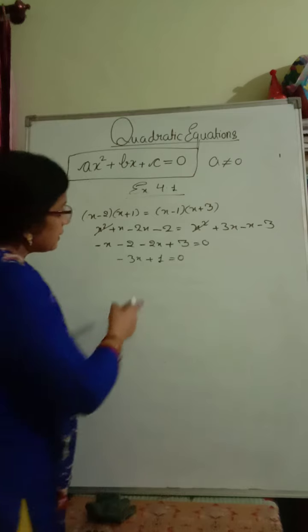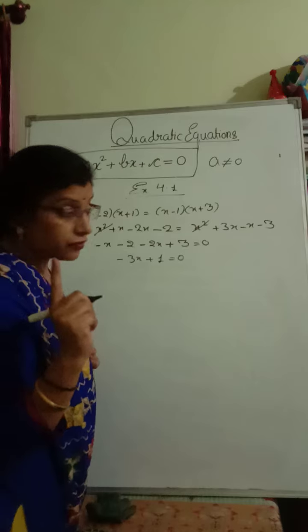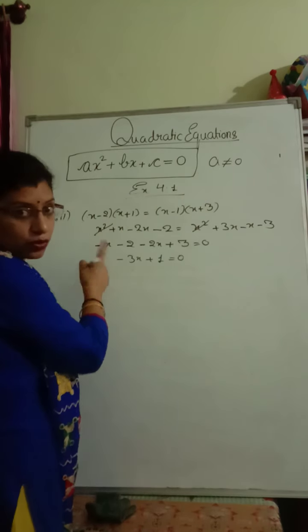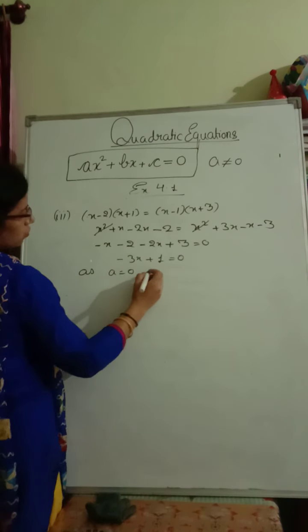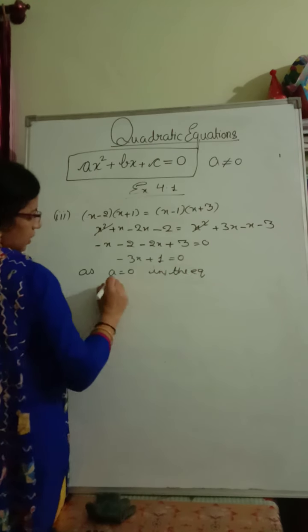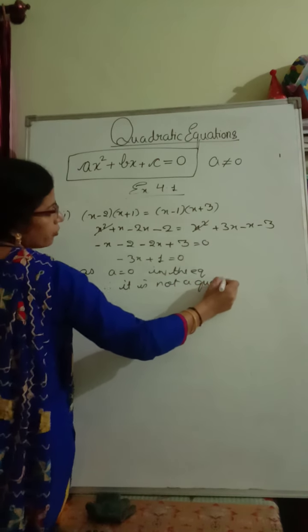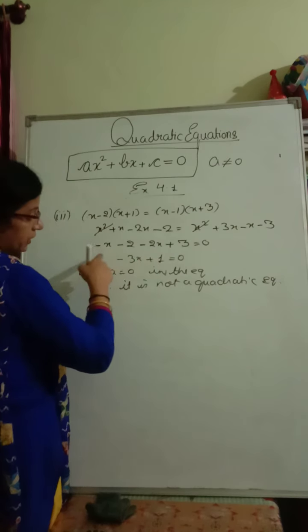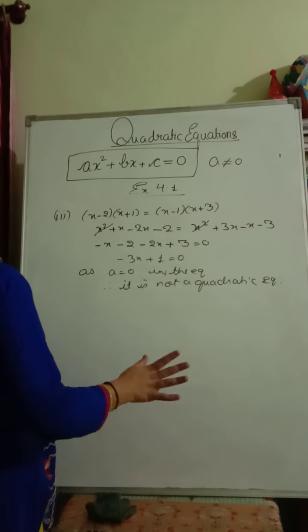Now you can see there is a variable x, but x square is not there. So it is not of the form. The condition is that a should not be 0, but here a is 0. So this is not a quadratic equation, as a equals 0 in the equation, therefore it is not a quadratic equation. I told you the other terms can be 0, but the x square term should not be 0. So this is not a quadratic equation.